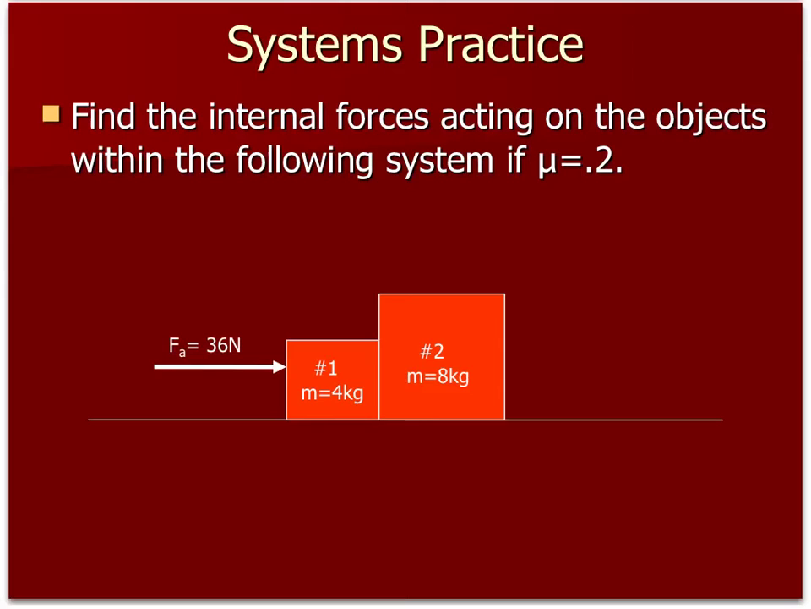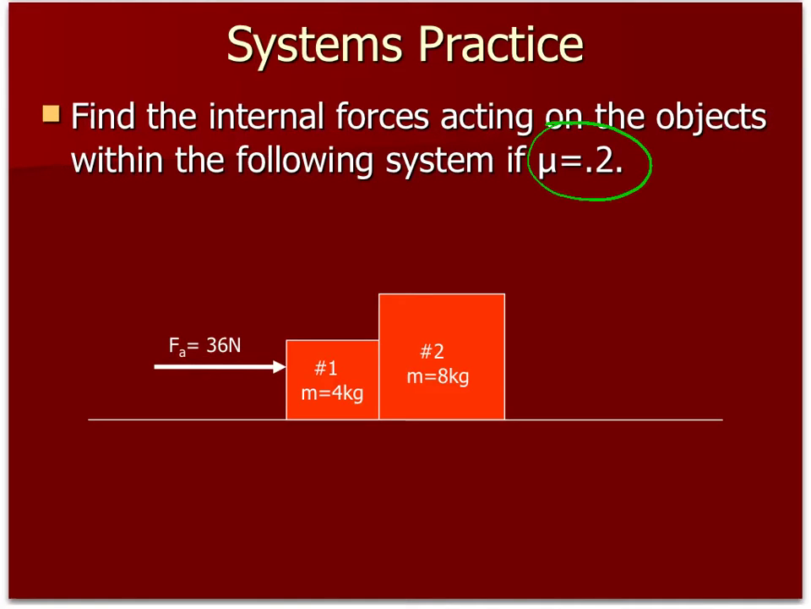We're going to be looking at internal forces acting on systems again, but now we're going to be adding in friction. You can tell that there's friction in this problem, for example, because you see the value of mu given to you, which is the coefficient of friction, and it's equal to 0.2 in this problem. And so let's say you have a system like you see in the picture here.